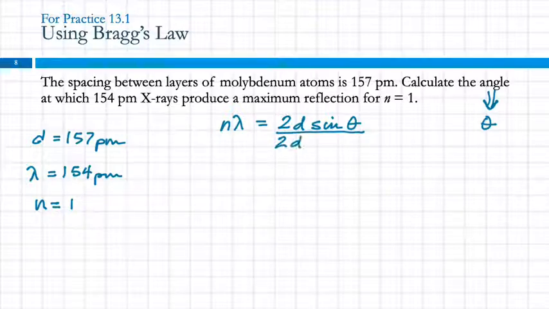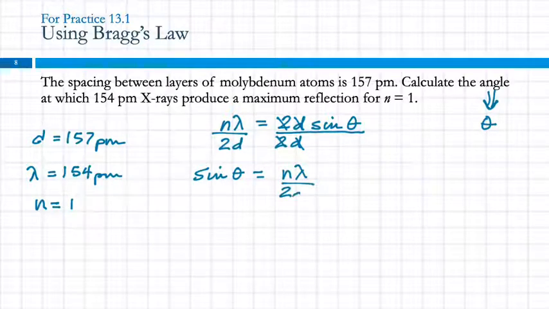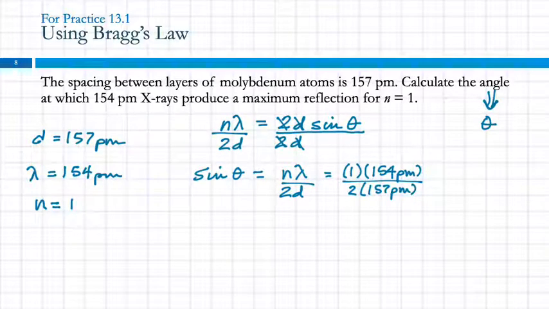I'm going to divide both sides by 2D. 2's cancel and the D's cancel. I end up with the sine of theta is equal to n lambda divided by 2 times D. So we'll go ahead and plug the numbers in here. And the units are going to cancel out. So 154 divided by 157 divided by 2.